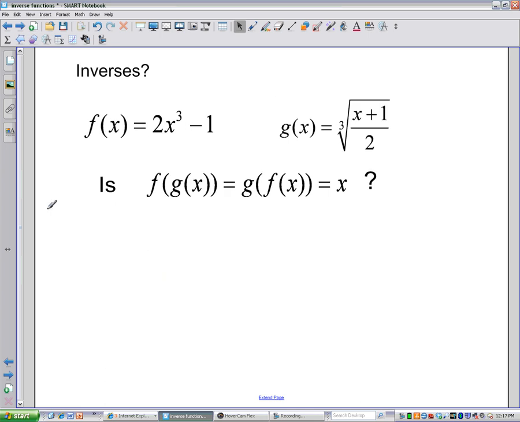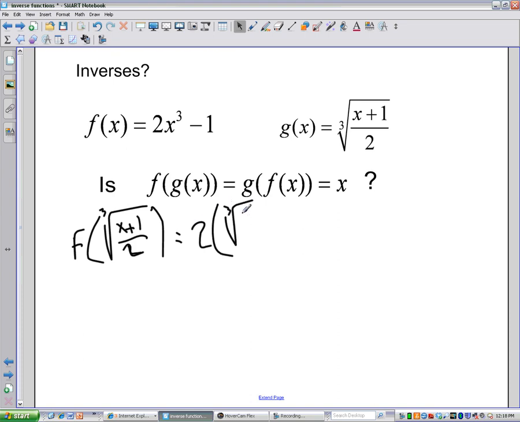So are these two functions inverses? That's the question. Is this function the inverse of that function? Well, let's find out. Is f of g of x equal to g of f of x, and is that equal to x? So what that means is f of the cube root of (x plus 1) over 2, what's that equal to? Let's plug the cube root of (x plus 1) over 2 into my little function: 2 times the cube root of (x plus 1) over 2, cubed, minus 1.